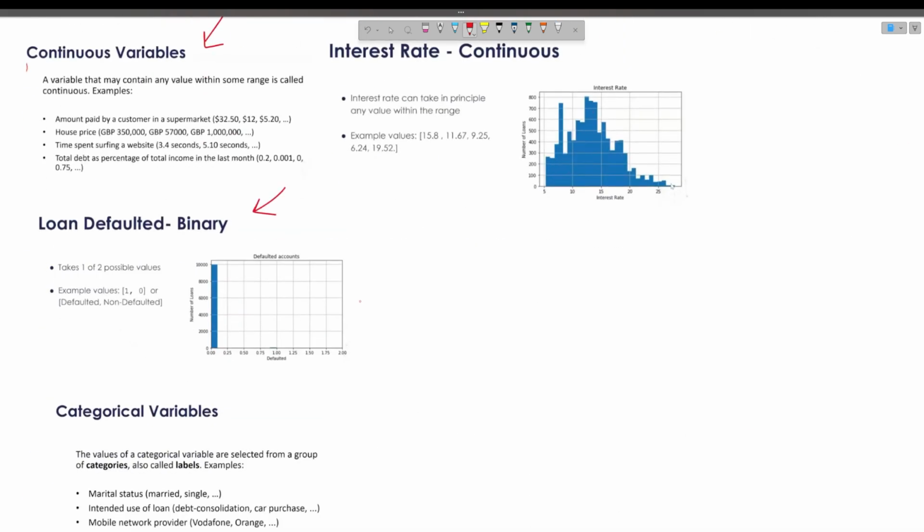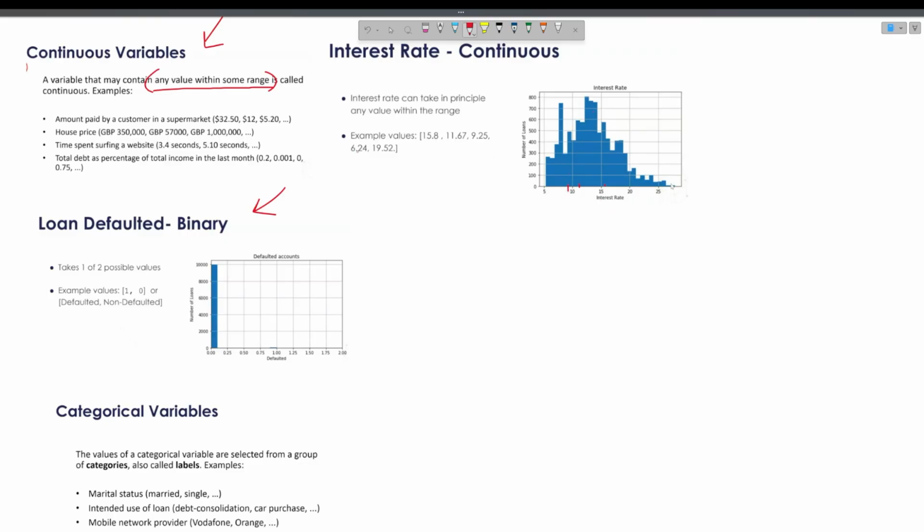Now, continuous variables. Continuous variables are basically variables that may contain any value within some range. Here you can see interest rate. For example, interest rate can be continuous, and it can take in principle any value within the range. Here you can see we have 15.8, 11.67 and so on, right? 15.8 should be something like this, 11.67 maybe here, and 9.25 maybe here.